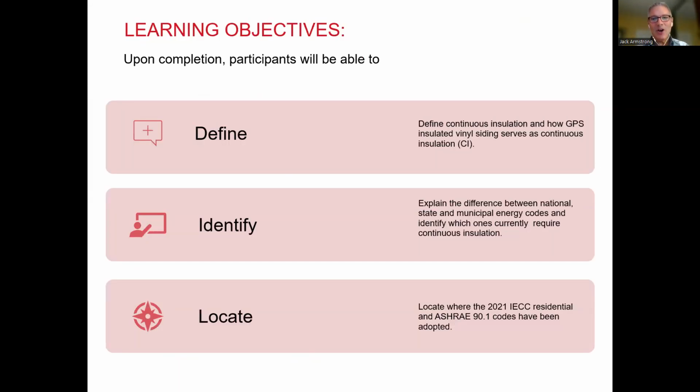Today's learning objectives are going to be defined around understanding continuous insulation and how graphite polystyrene insulation vinyl siding serves as continuous insulation. Secondarily, identifying and explaining the differences between some of the national codes as well as municipal codes and how they utilize these continuous insulation, or CI, requirements. And lastly, being able to locate where the 2021 International Energy Conservation Code, residential as well as commercial, and ASHRAE 90.1 codes have already been adopted.